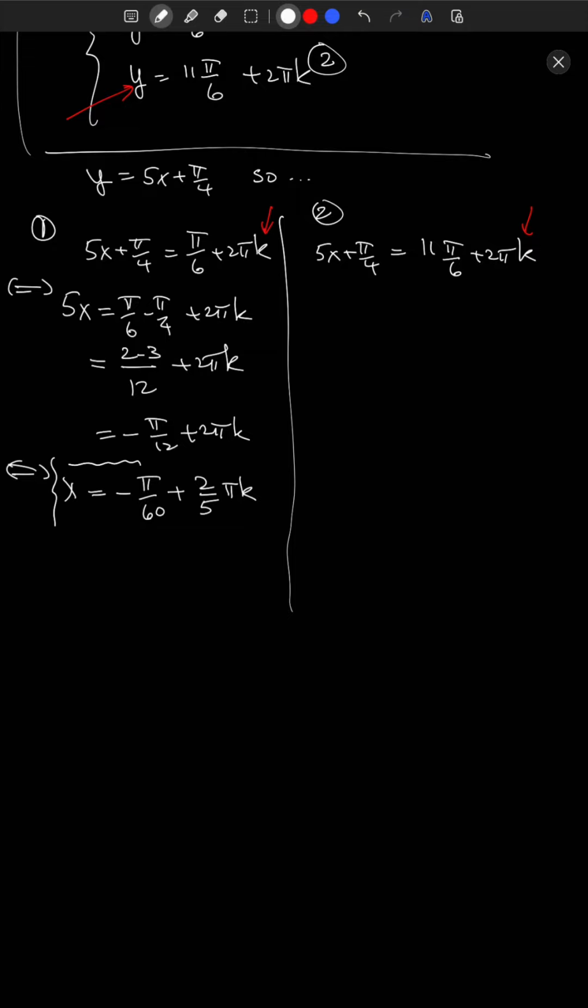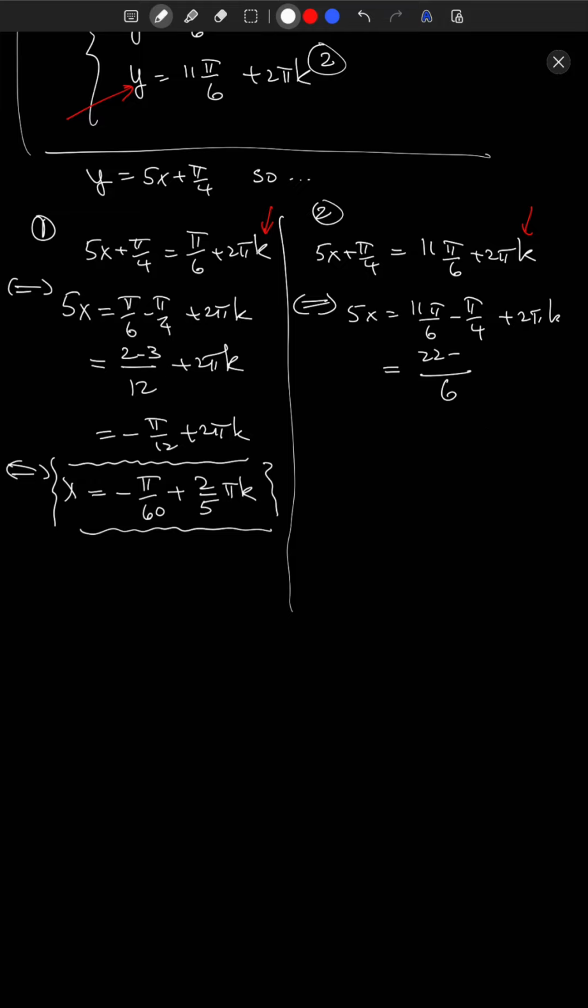So that's it. This is going to be one group, one collection of my solutions. k can be any integer again. For my other collection, I go to the other side and do the same thing. I throw the pi over 4 to the other side. 5x equals 11 pi over 6 minus pi over 4 plus 2 pi k. Let me simplify that. Common denominators again. This is going to be 6, 22 minus, sorry, I forgot the pi here, 22 pi minus 3 pi, plus 2 pi k. That's going to be 19 pi over 6 plus 2 pi k.